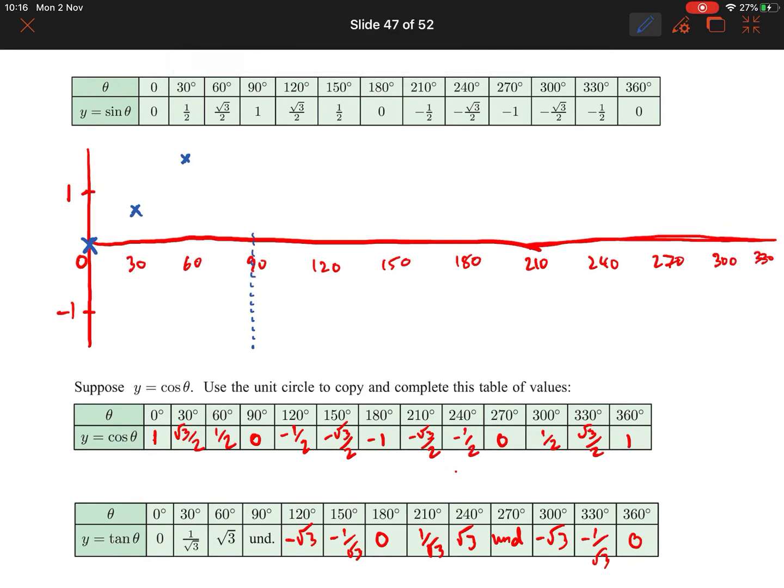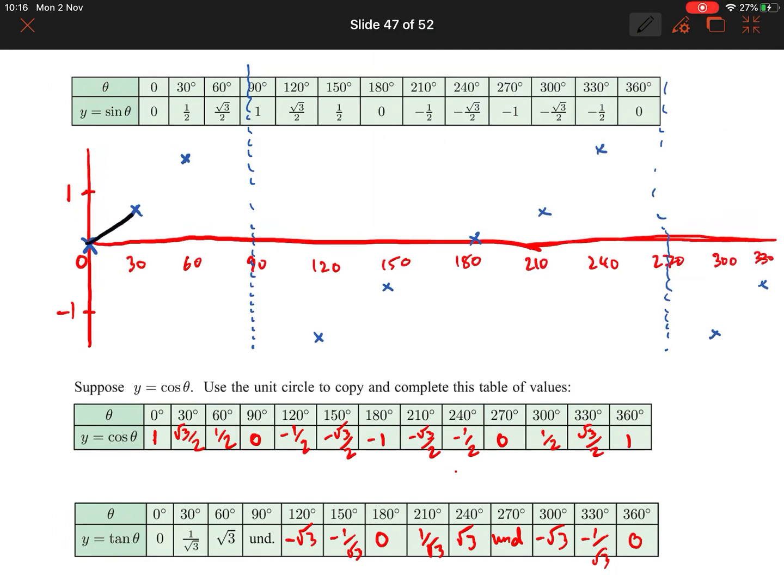But tan 90 is actually undefined. So you actually can't plot any value for tan 90. And actually you can't plot any value for tan 270 either. Tan 120 is going to be, say, somewhere down here, minus 1.7. Tan of 150 is going to be, say, somewhere like this. Tan of 180, 0. You can see what's happening. Okay, and then we're getting down here again.